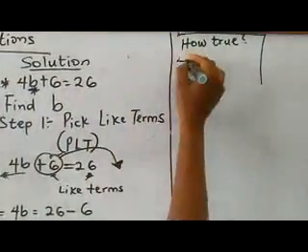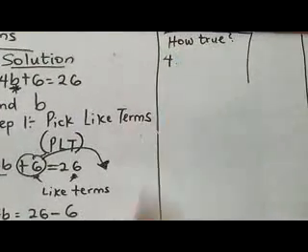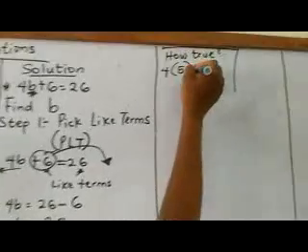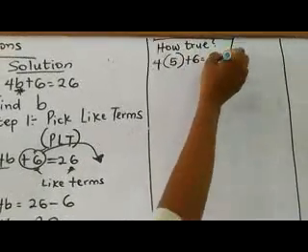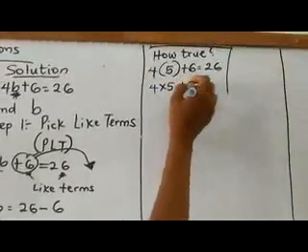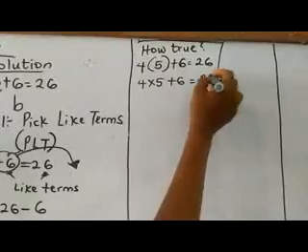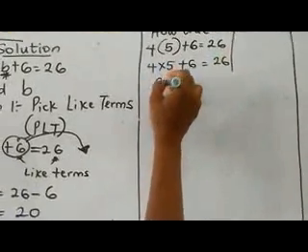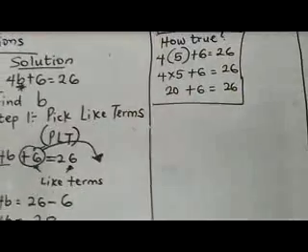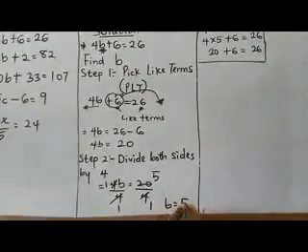So back to the question. B is supposed to be here. Don't forget that b now is 5. So 4, bracket, 5, plus 6 is equal to 26. Bracket means times. So 4 times 5 plus 6. Is it true that it is 26? Of course it's true. 4 times 5 is 20 plus 6 is actually 26. That is true that b is 5.